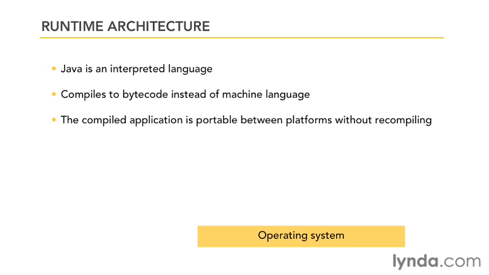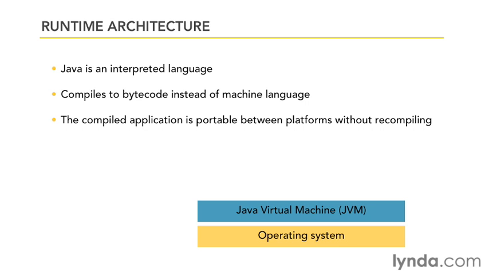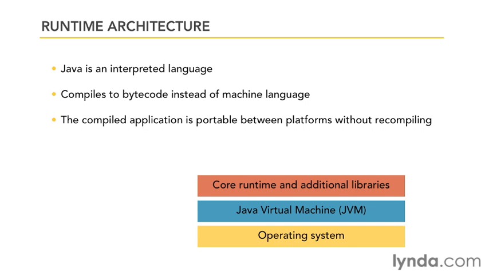Java Virtual Machine. The Java Virtual Machine you use most of the time will be the one provided by Oracle, the one that was created by Sun Microsystems. But there are other JVMs out there, provided by IBM, the virtual machine that's provided for Android by Google, and many others. On top of the virtual machine, you add the core runtime and additional libraries.